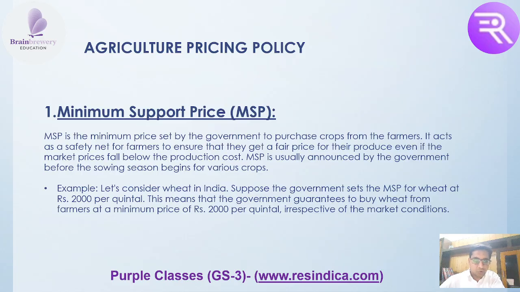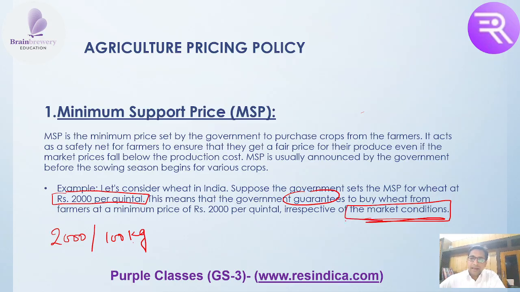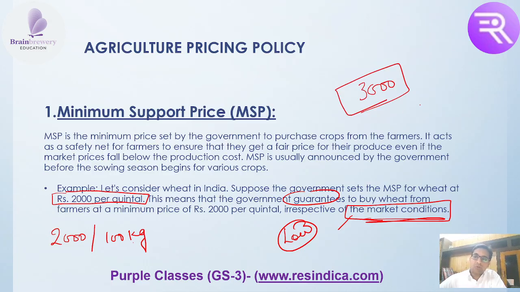So minimum support price, as we saw, if there is a wheat crop, right? Then during the time of the wheat crop, the government will say that for wheat production, we will provide you 2,000 rupees per quintal, like 2,000 rupees per 100 kg. So the government guarantees this irrespective of the market condition. Market condition can be anything, but normally when the market goes lower than this, then only MSP comes into place. Otherwise, if the prices are very high, like if the prices are already 3,000, then the farmer will sell for 3,000 only, right? But only when the prices go below 2,000, then this concept of MSP comes into place, because the government will provide support to the farmer in that way.